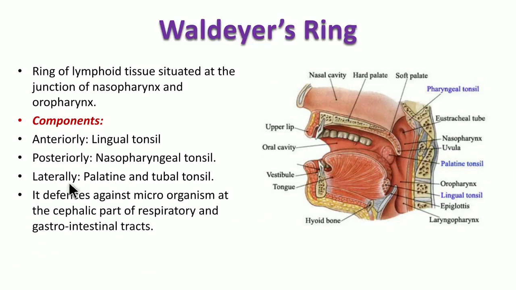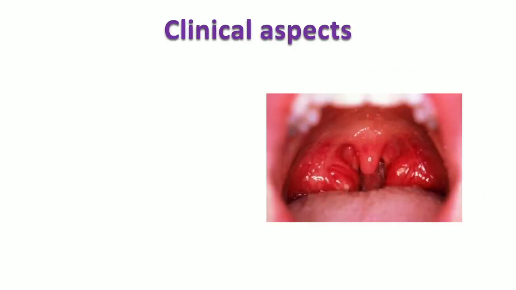So mainly it is defending against the microorganisms. Whatever you breathe in has to pass through this, whatever you eat or drink has to pass through this. So naturally it helps to trap the microorganisms. That is why you have Waldeyer's ring of lymphatic tissue. Your palatine tonsil itself is a component of the Waldeyer's ring of lymphoid tissue.